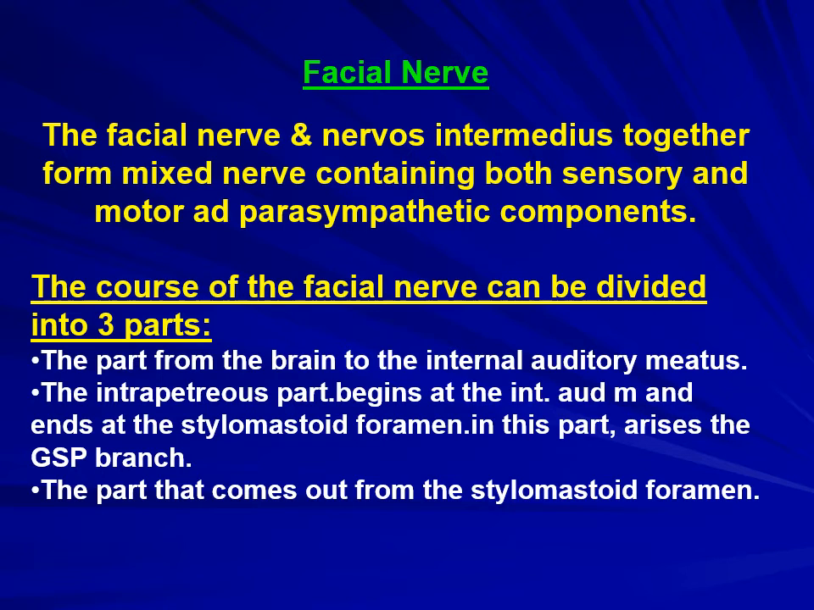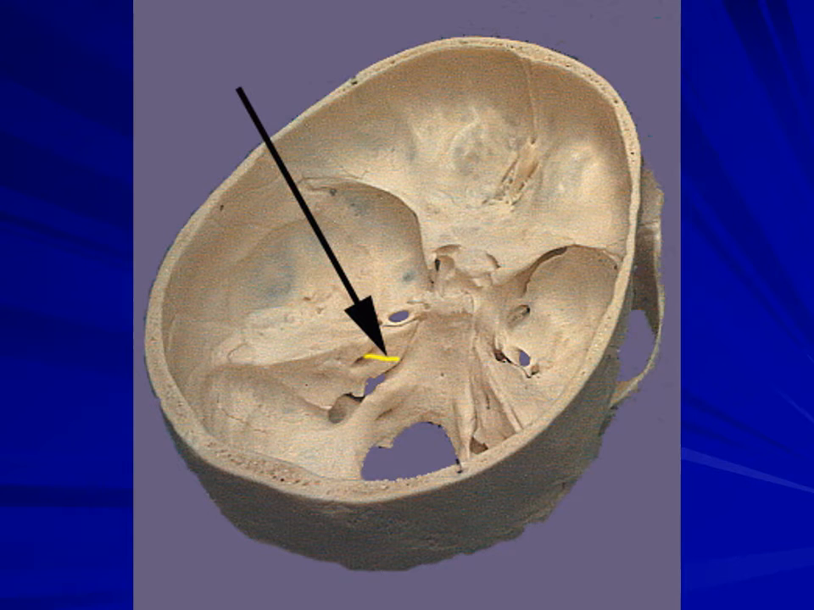The part from the brain to the internal auditory meatus; the interpetrous part, beginning at the internal auditory meatus and ending at the stylomastoid foramen. This is an important part because it gives rise to an important branch, called the greater superficial petrosal branch. And then the part coming out from the stylomastoid foramen. This is the part that is arising from the pons and entering the internal auditory meatus.